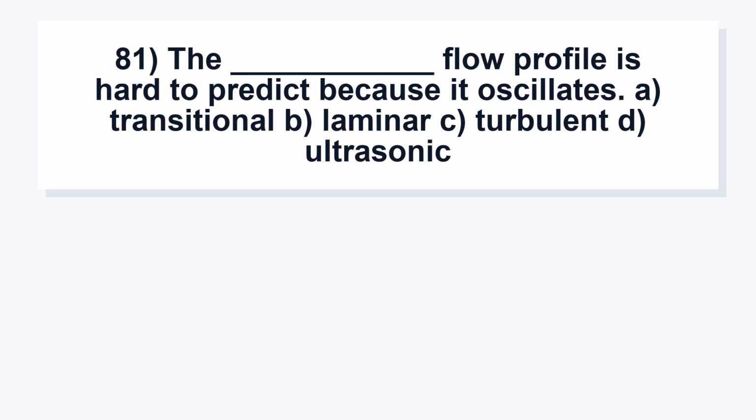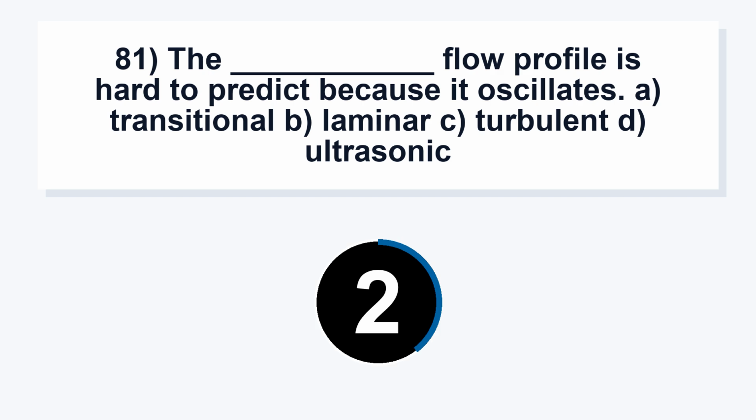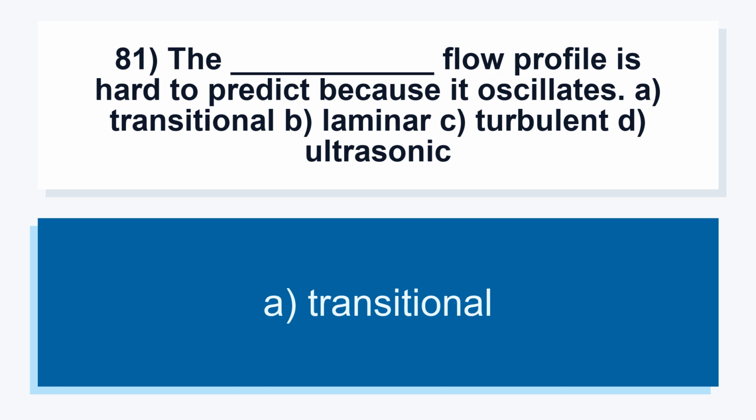81. The ____ flow profile is hard to predict because it oscillates. A. Transitional. B. Laminar. C. Turbulent. D. Ultrasonic. A. Transitional.